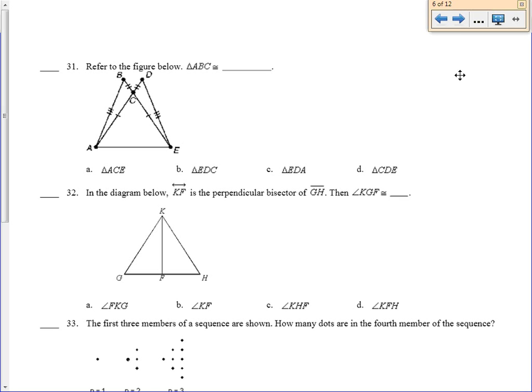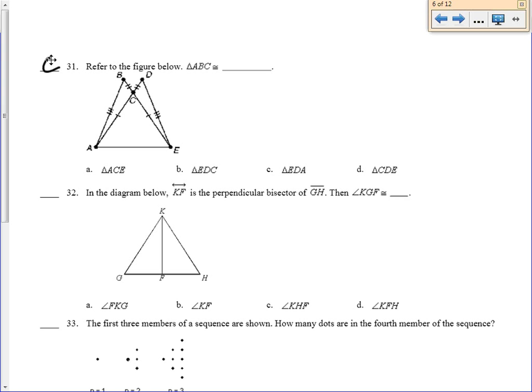Okay, so according to this picture, what we got to do is we just got to get the things that are in the same order as ABC. So looking at the picture here, A is in the same place in reference to this triangle ABC as E is. So EDC. So ABC, because this says ABC in the same exact order as that is right here is EDC. So problem number 31 is C.